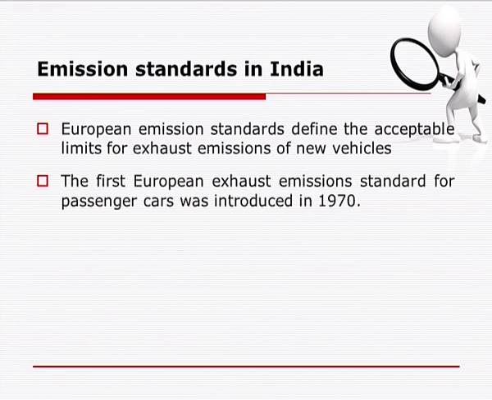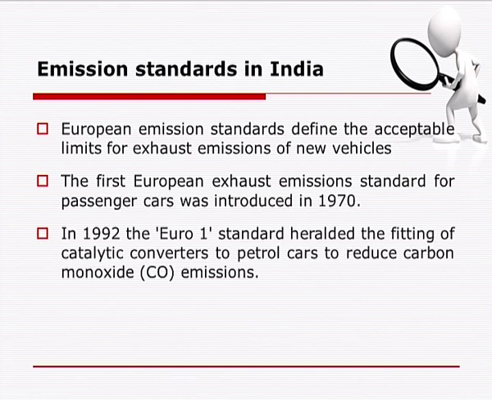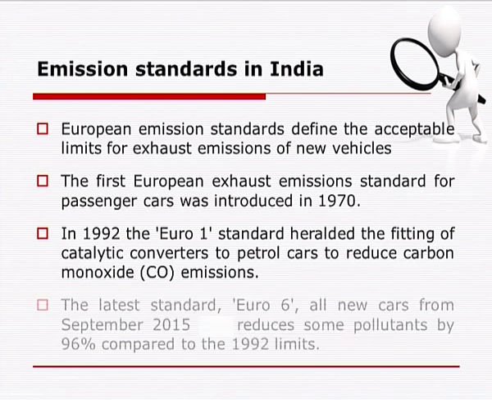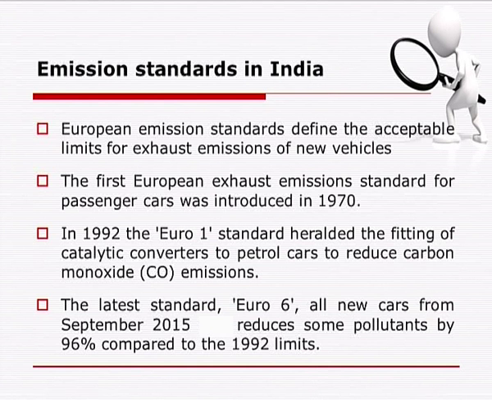The first European exhaust emissions standard for passenger cars was introduced in 1970, and in 1992, after 22 years, the Euro 1 standard heralded the fitting of catalytic converters to petrol cars, used to reduce carbon monoxide emissions. And this time the latest standard is Euro 6. All new cars from September 2015 reduce some pollutants by 96% compared with the 1992 limits. So, you can see here the dramatic decrease in the pollutant levels.